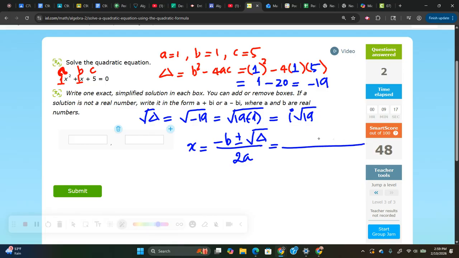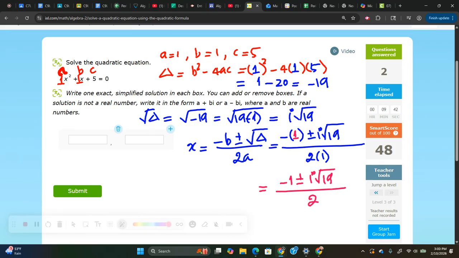Okay, so I put it in. Subtract b plus minus square root of delta, which is i square root of 19, over 2a. A is number 1, so b is also number 1. Okay, so now I come out, that's it. You cannot simplify further. So the answer is subtract 1 plus minus i square root of 19 over 2.